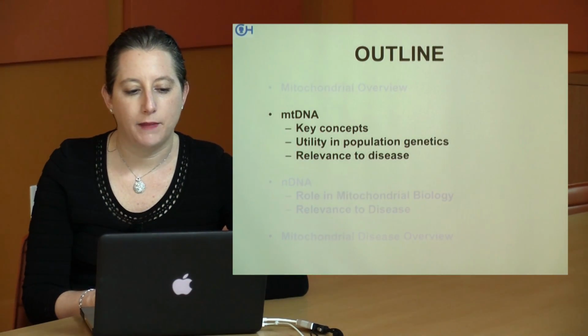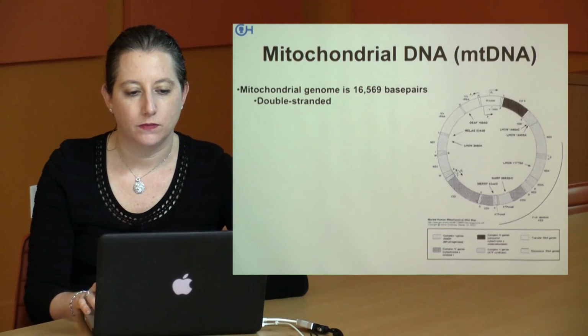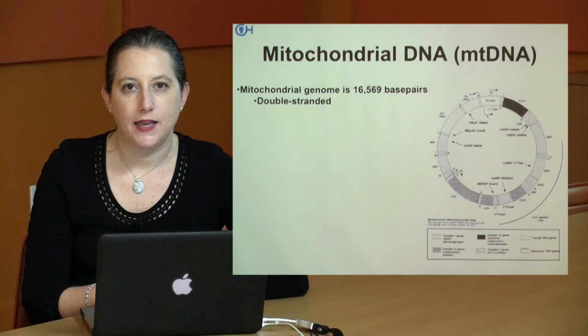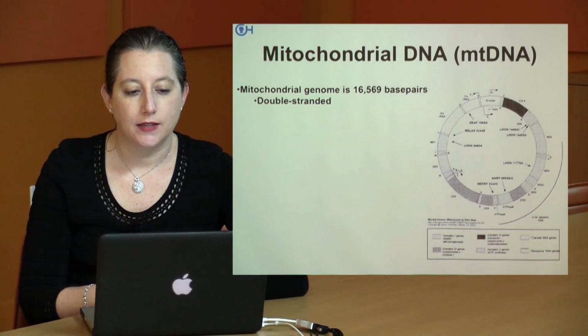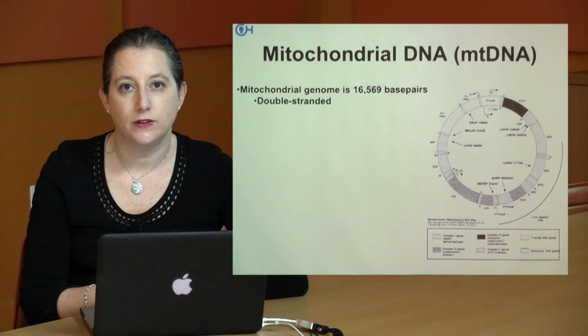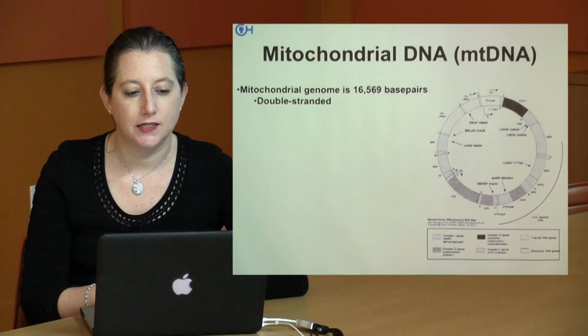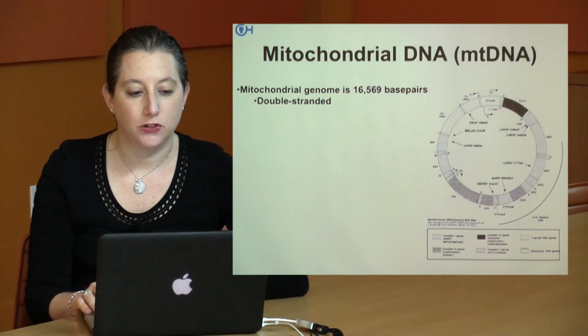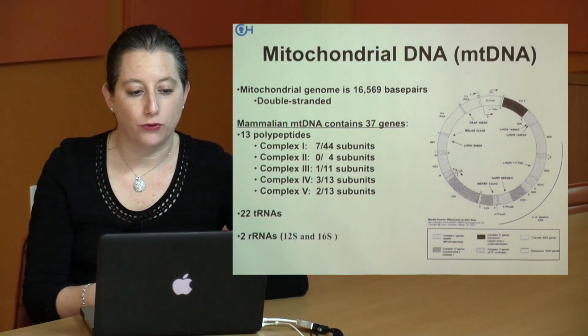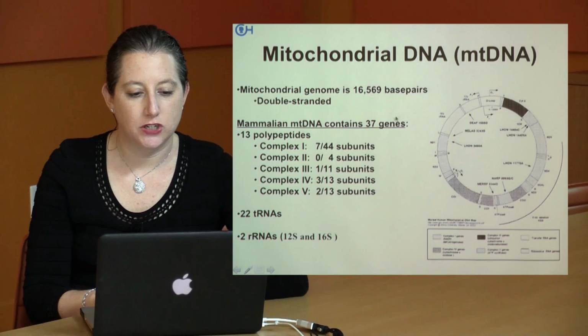Now we'll be focusing on the mitochondrial DNA and its relevance from basic biology through disease. The mitochondrial DNA is located within the mitochondria, attached to the inner mitochondrial membrane. It's comprised of only 16,569 base pairs or nucleotides, and it is double-stranded. It is a chromosome that contains 37 genes, again, encoding 13 polypeptides, all of which make up some of the subunits of the 5 respiratory chain complexes.